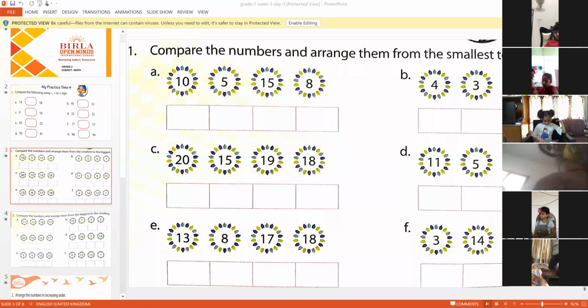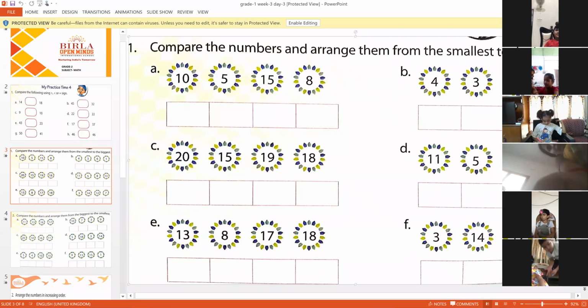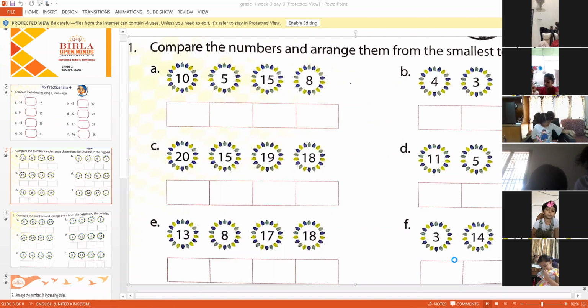Okay, children. Now again, I am sharing my screen. So now I'll start with the first question. The numbers are 10, 5, 15 and 8. Now you have to tell me which number is smaller and which number is bigger.